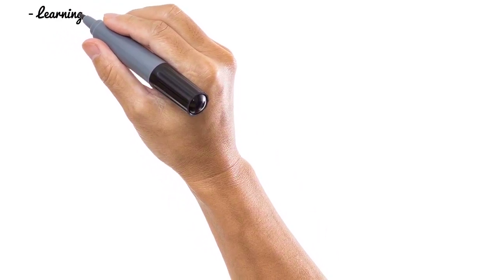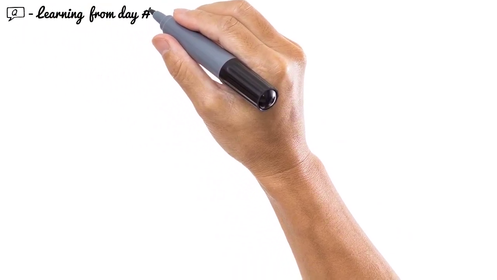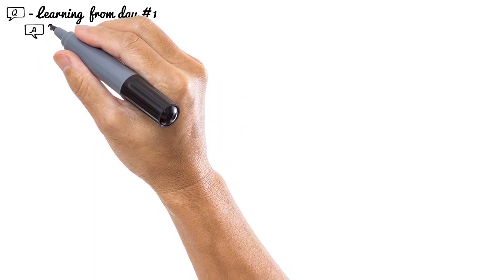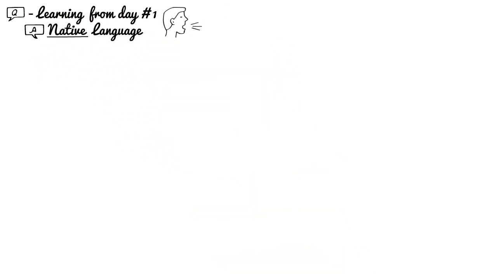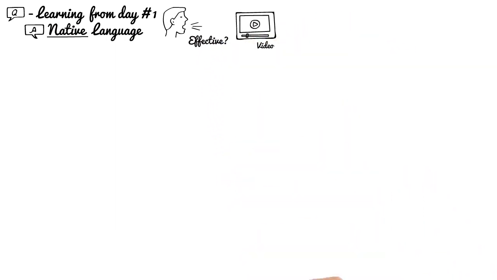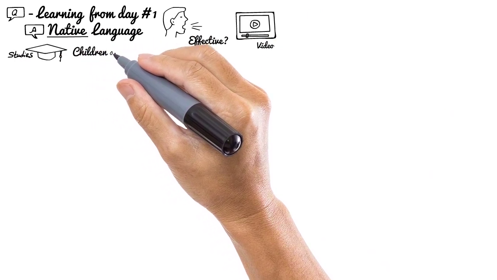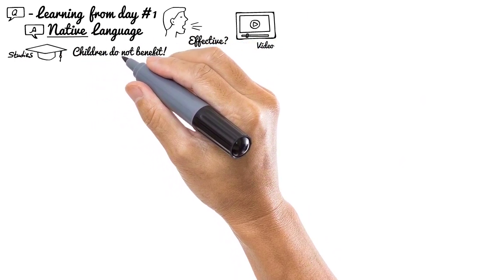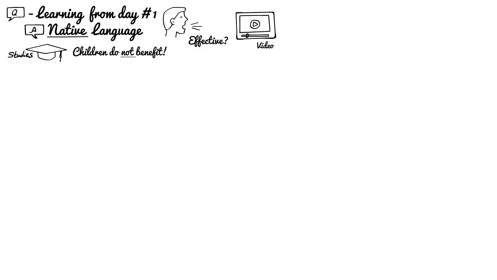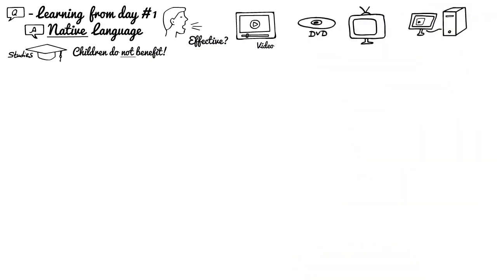Your kiddo is learning how to move in this world at the very early childhood. What do kids learn in their very first years? Native language. Do you think video format is the most effective option for your little one to learn language? Studies show that babies and young children do not benefit from the artificial means of learning language. Such artificial ways include DVD, TV, computer programs, any kind of video generally.